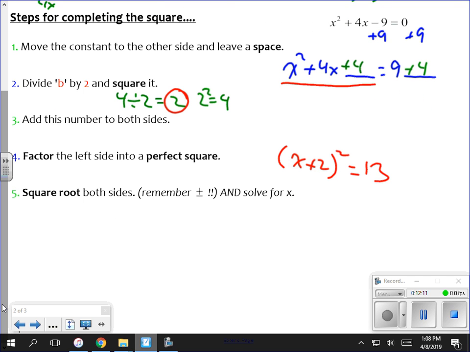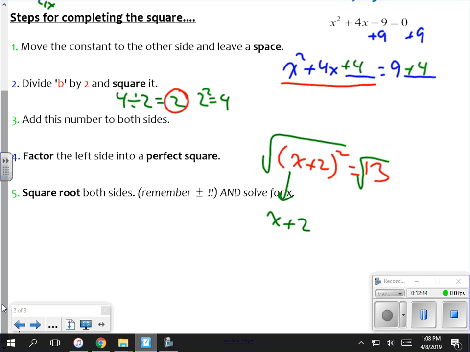Square root both sides and solve for x. So I've got basically two more steps going here. I don't want x plus 2 squared. I want to get rid of that square. So I square root both sides. Square root the perfect square. Square root the 13. If I take the square root of x plus 2 squared, the square root and the square undo each other, I end up with x plus 2. That's what this becomes, x plus 2.